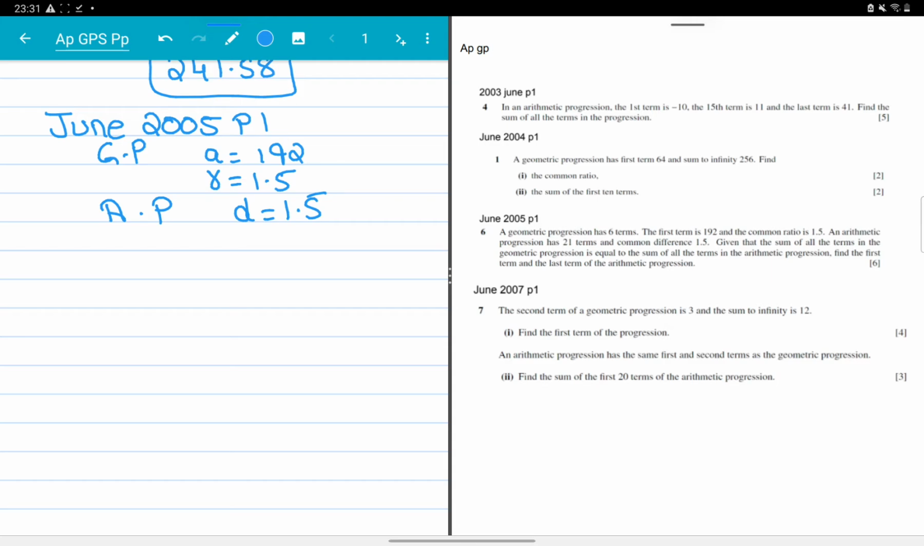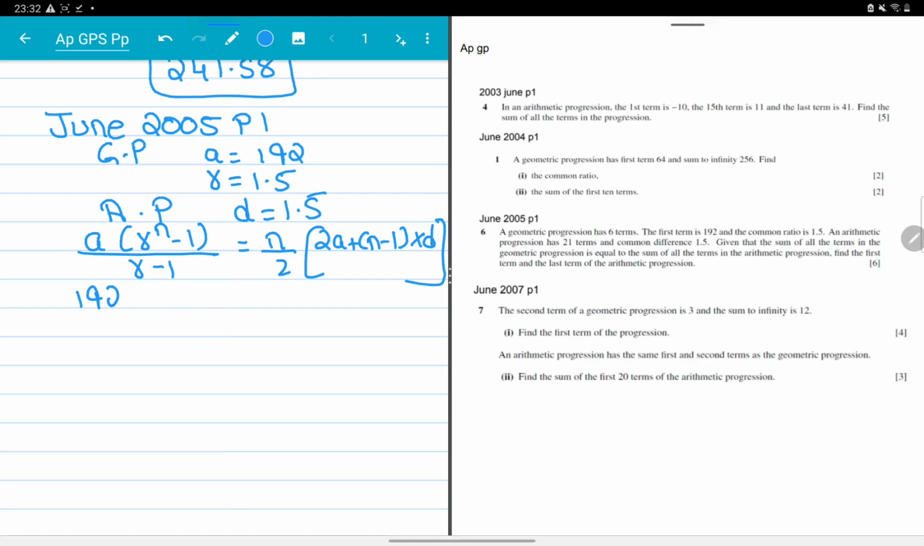So now let's write the formula for the sum of GP and the formula for the sum of AP. The formula for the GP sum is a into (r to the power n minus 1) over (r minus 1). Why am I using this formula? Because our common ratio is greater than 1. This equals n over 2 times (2a plus (n minus 1) into d). So now let's substitute the values.